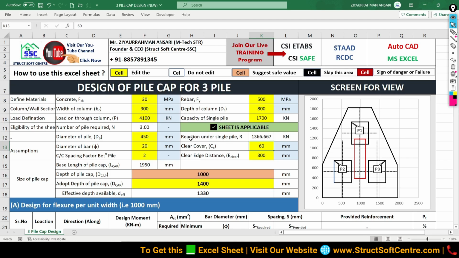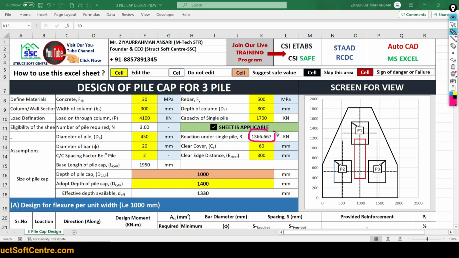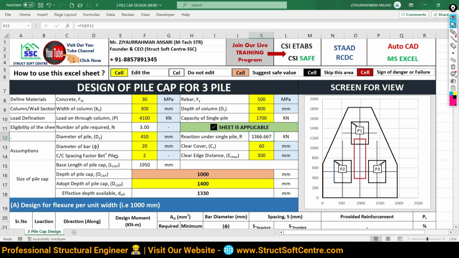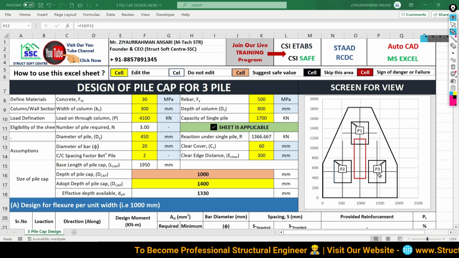Reaction under single pile means 3 piles we are actually going to provide, and total load coming is 4100 kilonewton. So each pile is going to carry the load as 1366.667 kilonewton, right? Now further, this is going to be calculated by the sheet itself. Now spacing factor between the two piles, center to center distance between the two piles.